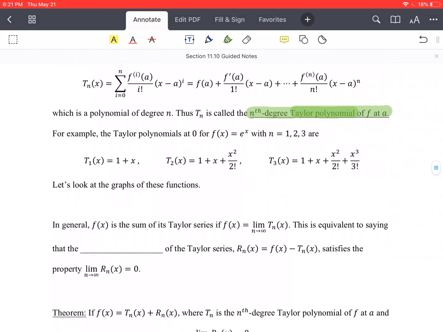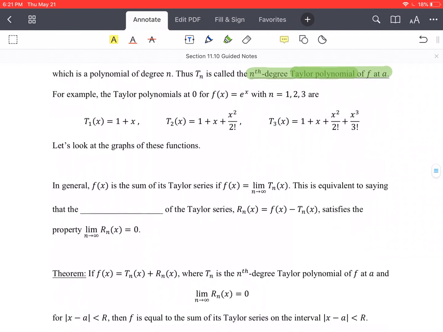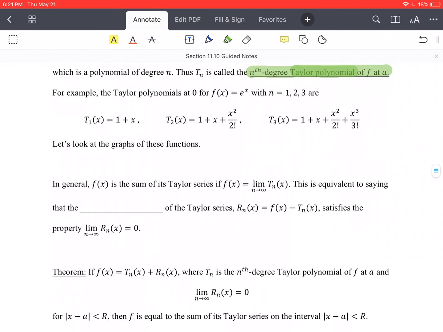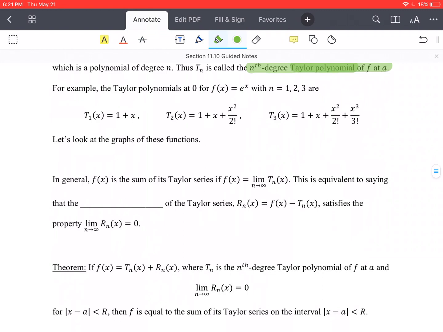So in general, f of x is the sum of its Taylor series if f of x equals the limit of the Taylor polynomials. Again, like I said, as n goes towards infinity, the Taylor polynomials are going to get closer and closer to the function. So we say f of x is the sum of its Taylor series if they actually do head towards the function.